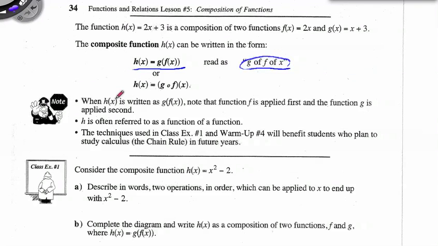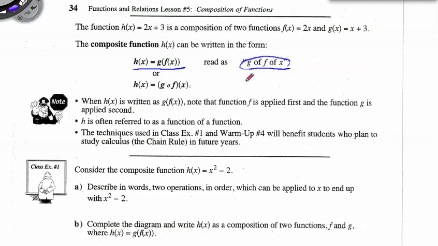Note, when h of x is written as g of f of x, the function f is applied first. In other words, we deal with the inner brackets first. We deal with f of x, we do that function, and whatever we get as an output value, we then use that in the g function as its input value. First applied is the f function, and then g is applied second. H is often referred to as a function of a function.